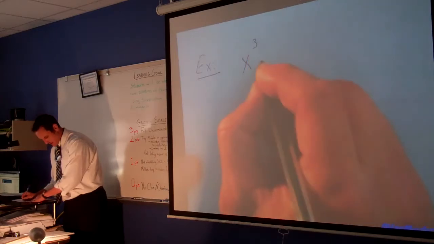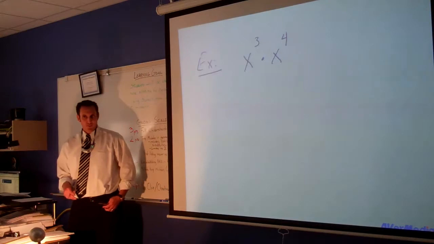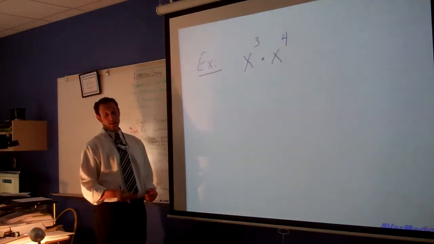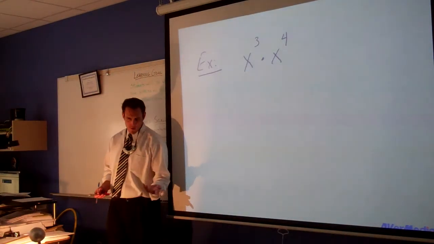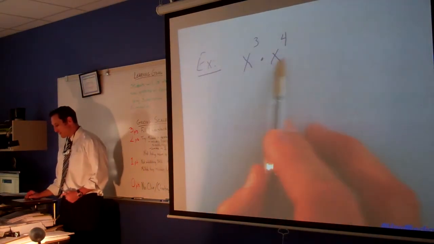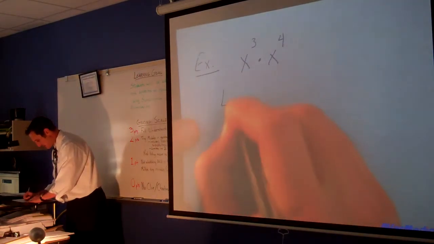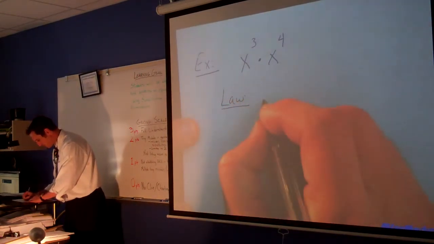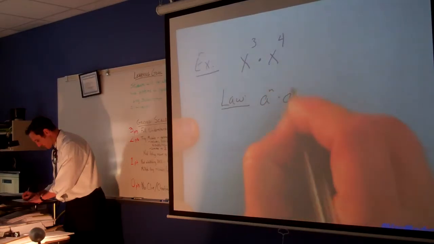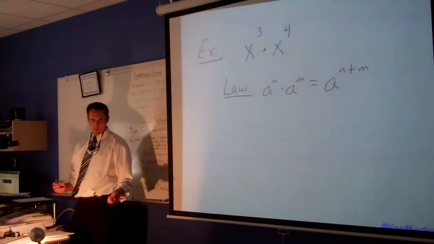What if I got away from dealing with numbers? What if I went into variables? So I have x to the 3rd power times x to the 4th power. Even though they're variables, it's still the same base. I'm still multiplying two numbers that have the same base. And if I'm multiplying two numbers that have the same base, there's my law. When I multiply two numbers that have the same base, I keep the base, add the exponents.